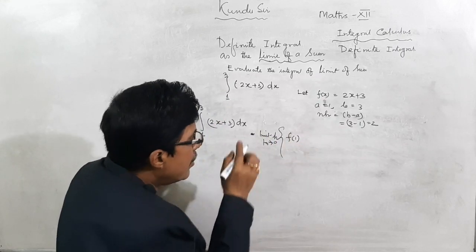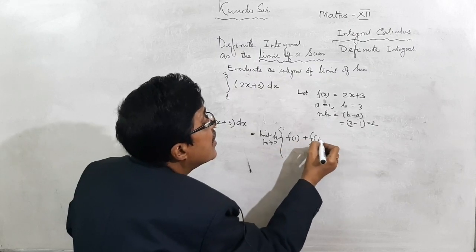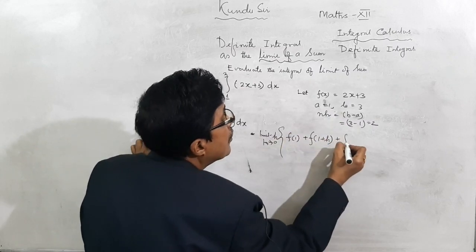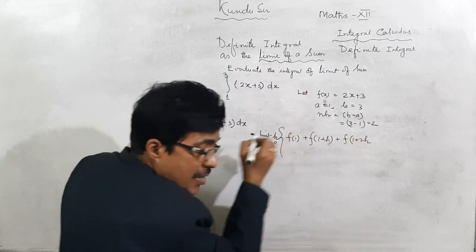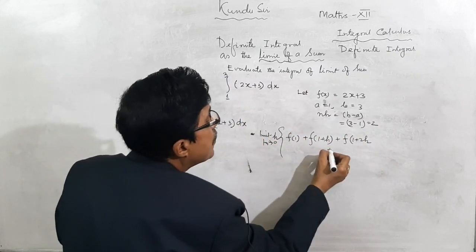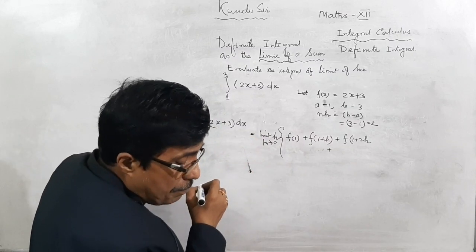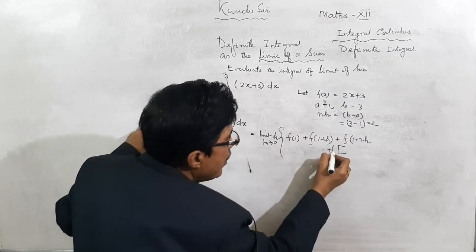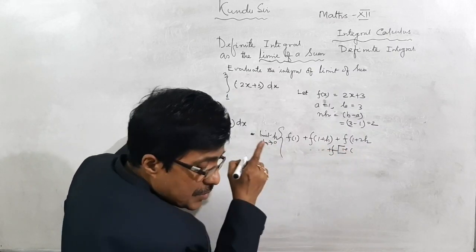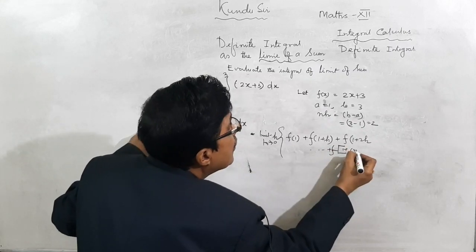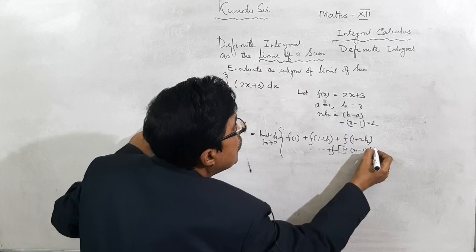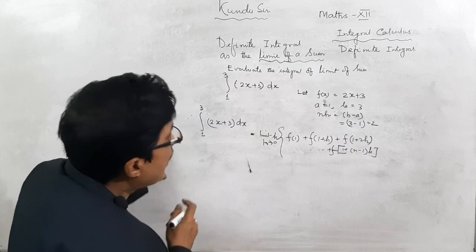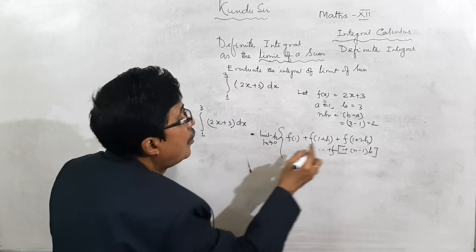Thereafter f(1 plus h), thereafter f(1 plus 2h), and thereafter up to f(1 plus (n minus 1) into h). We are writing this equal to this.